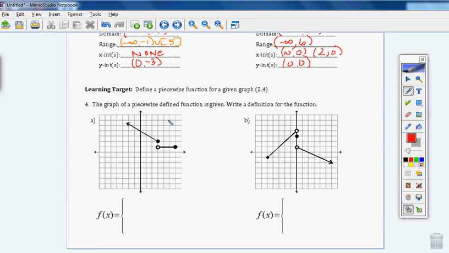Part of 2.4, here's where we want to write the equations now, given our graphs. Okay, so I'm going to start with this line here.